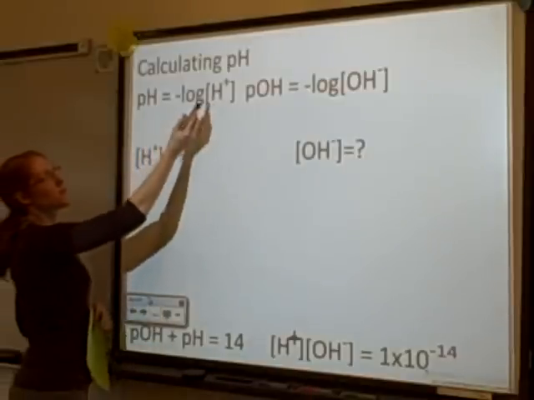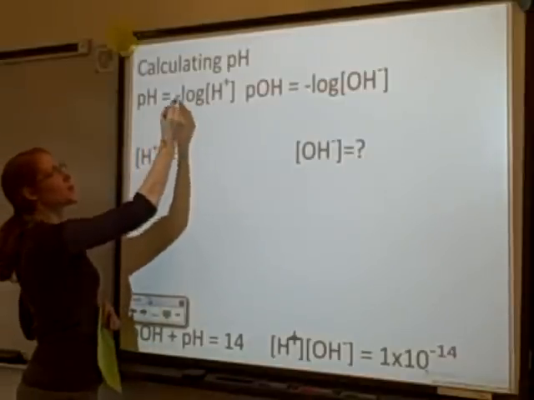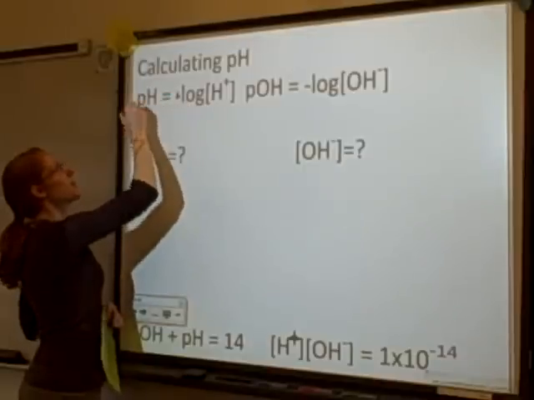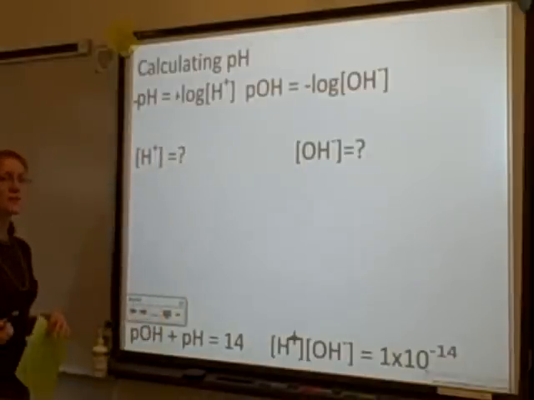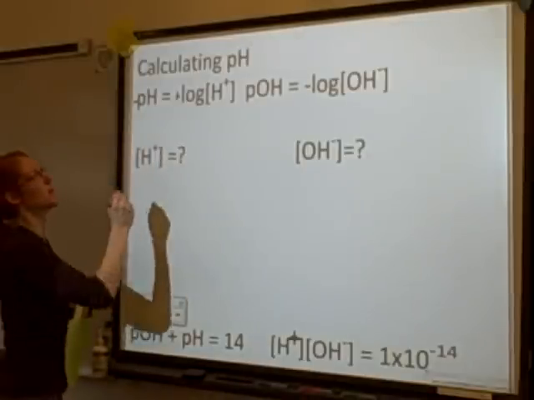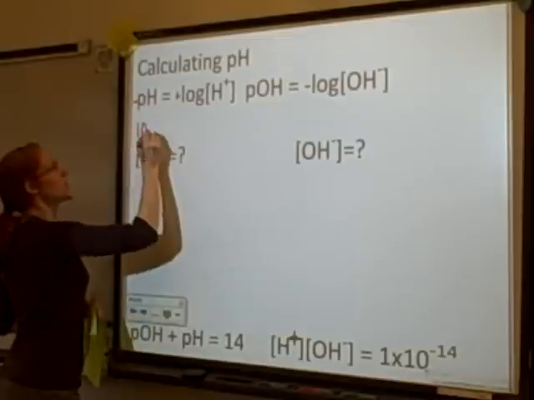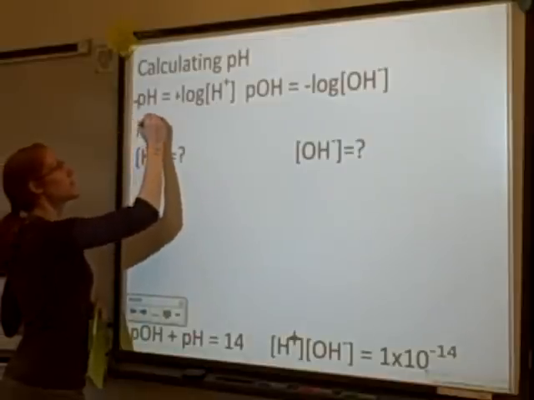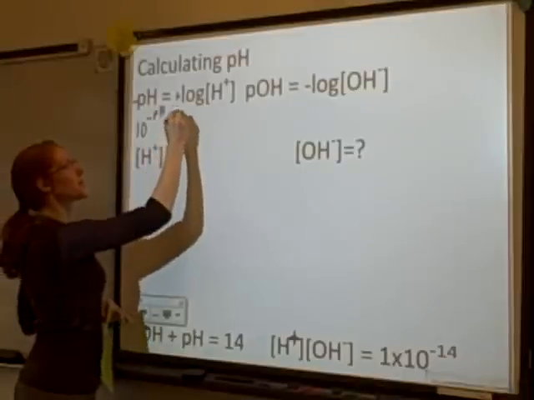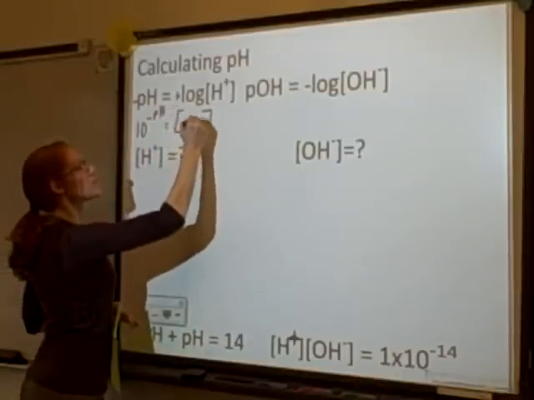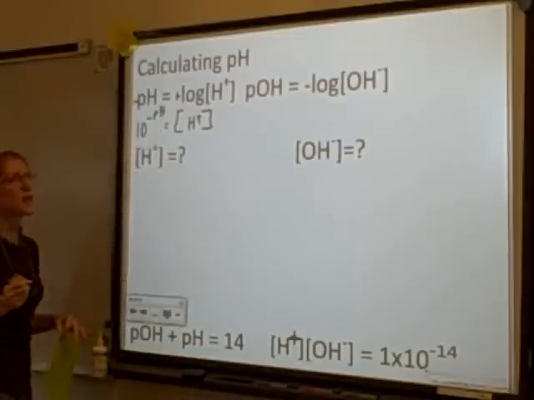First, I'm going to do the opposite of what's being done. So I'm going to multiply both sides by -1. So I have negative pH equals the log of H plus. And then I want to undo that log, so I'm going to anti-log, which is, on your calculator, 10 to the. So 10 to the negative pH is equal to, since the log's no longer there, just H plus. So the concentration of H plus is equal to 10 to the negative pH.